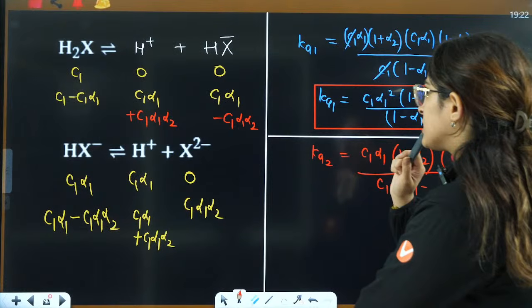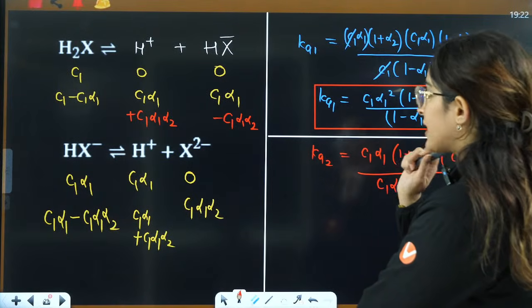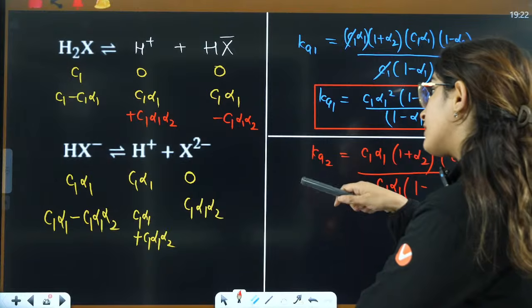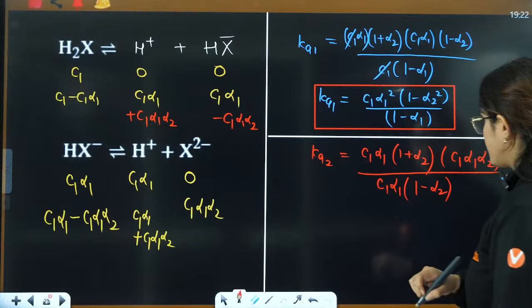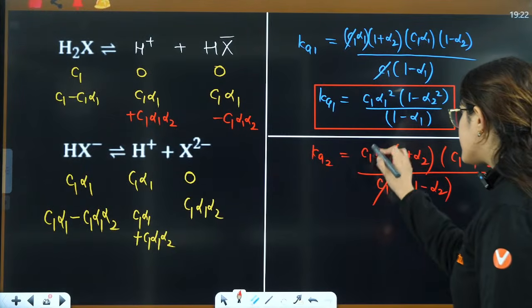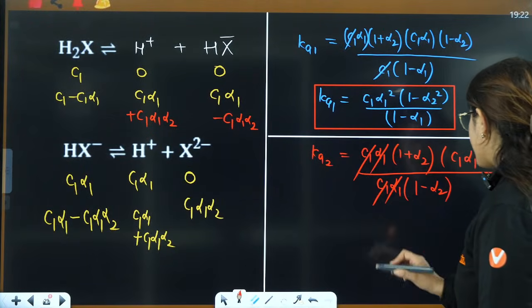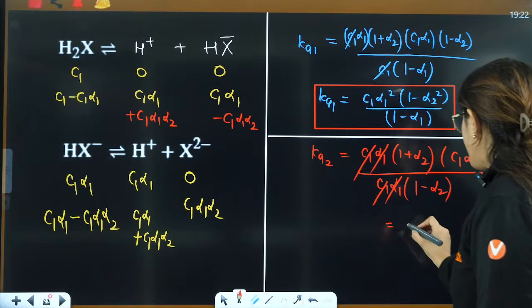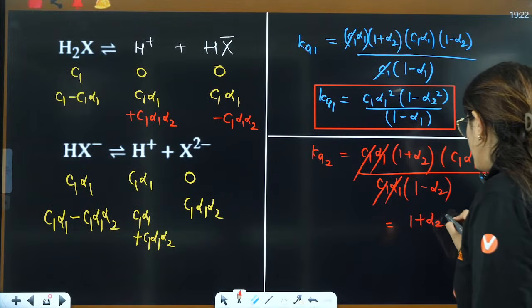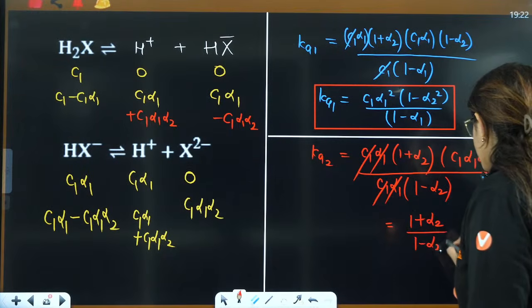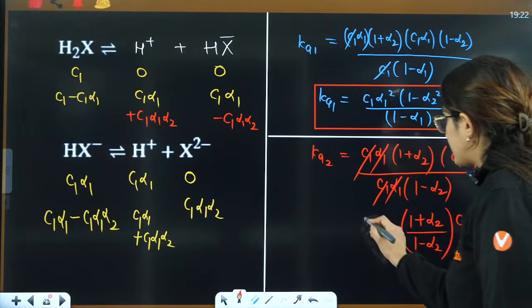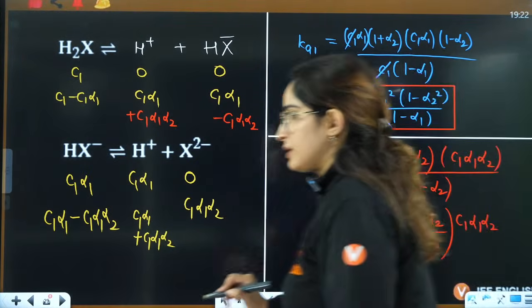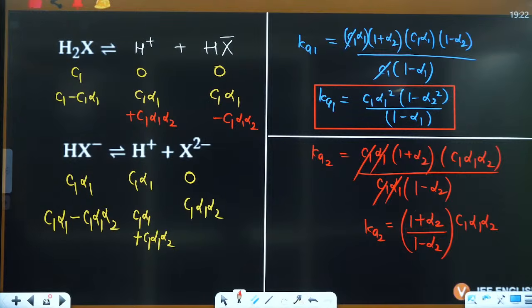Wait a minute. There I had taken C1 as common. Here C1 alpha 1 will be common, 1 minus alpha 2 it will be. Now C1 alpha 1 will cancel, and this will become 1 plus alpha 2 divided by 1 minus alpha 2 multiplied by C1 alpha 1 into alpha 2. That is the value of Ka2.